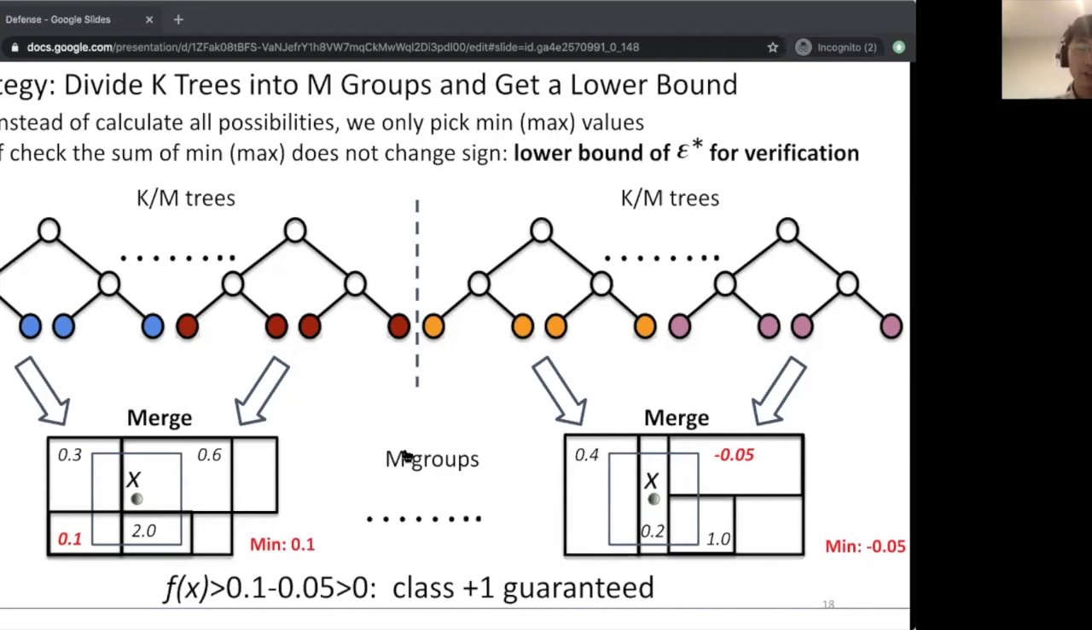Because here we are very conservative on the worst case. We only pick the minimum from each group instead of calculating the minimum for all the trees altogether. So after the binary search, the epsilon value we get is going to be smaller than the actual exact value epsilon star. So we'll get a lower bound for robustness verification. Note that here, if the model's original input has label -1, we actually pick the maximum for each group instead of the minimum of each group.